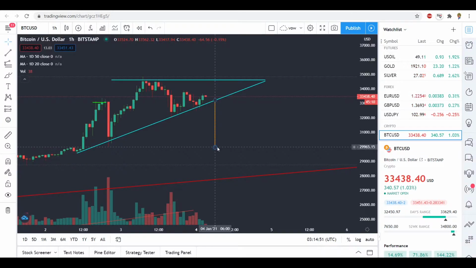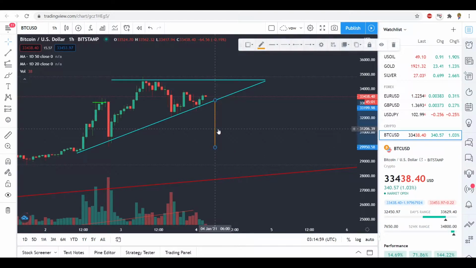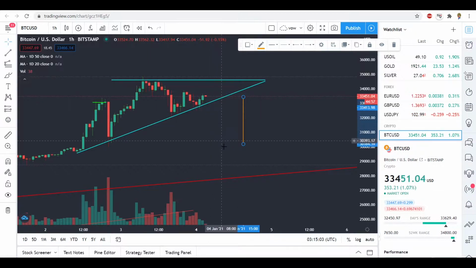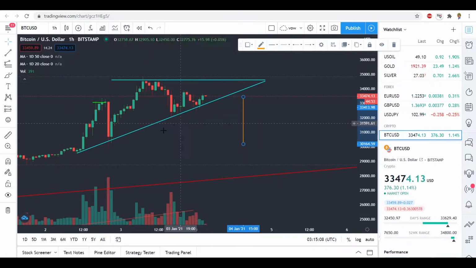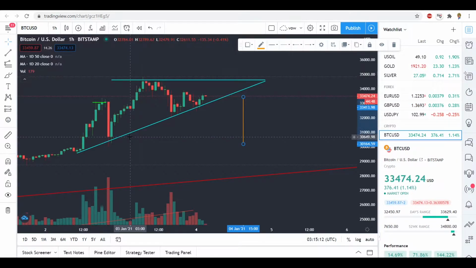Right, above, I would say above 30,000. I don't think we're going down that far. And we're probably not going in a straight line straight down to 30,000 if we break this. It's going to take some time. There was some resistance here, previous resistance. So I think this might be a good opportunity to buy.